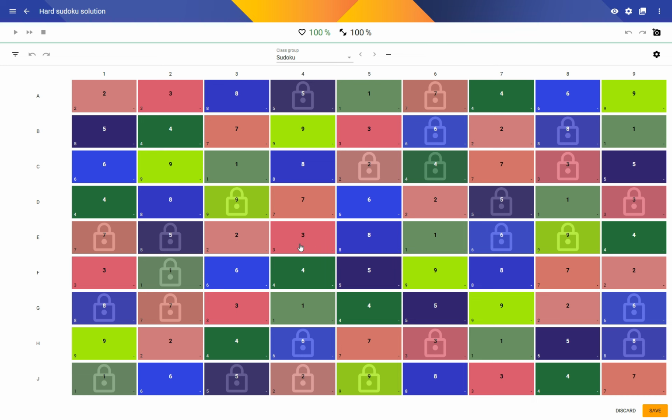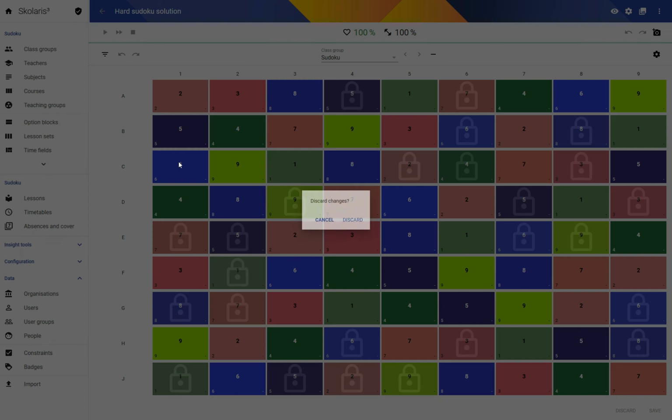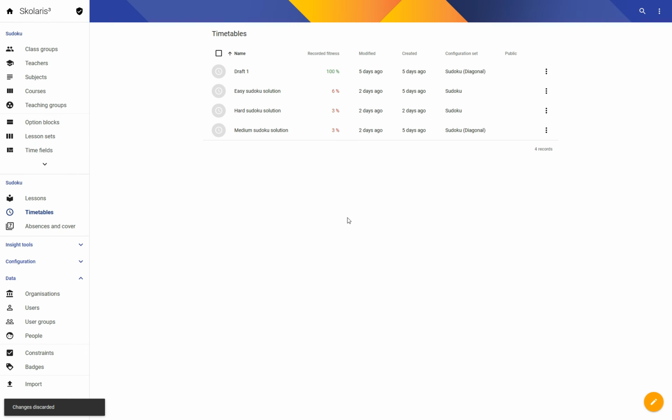So getting the rules right is very important. That applies to timetables as well. If you're not happy with the results Skolaris is giving you, please double check that your constraints are correct. It can bite you quite hard, and that's exactly what happened to me when I was recording the episode on Sudoku. That was not quite Sudoku. But all's well that ends well.